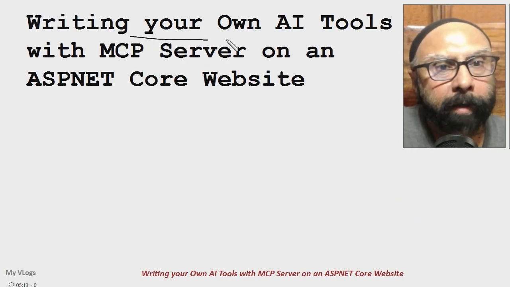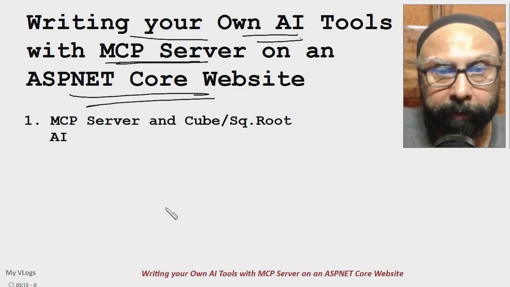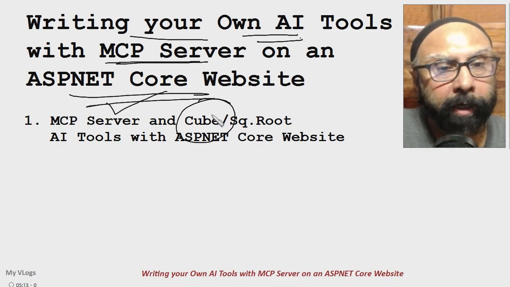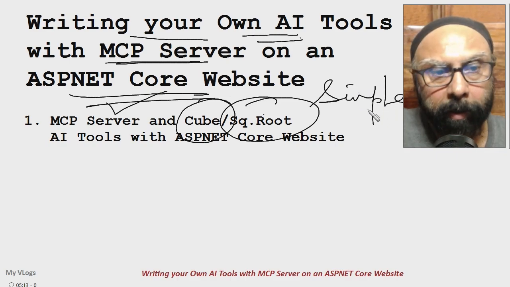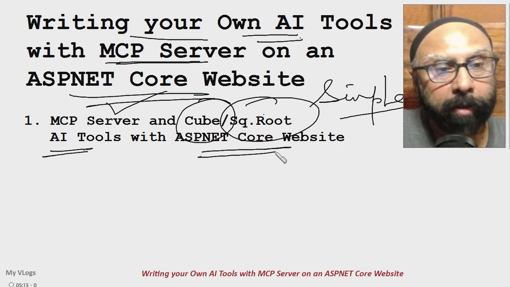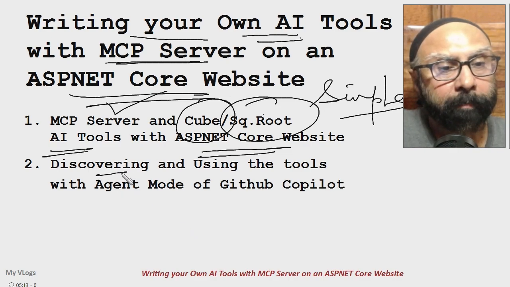We will write our own AI tools with an MCP server on an ASP.NET Core website. We will also write an MCP server and two simple tools: one to find the cube, the other the square, not the root. And we'll do it with the ASP.NET Core website.